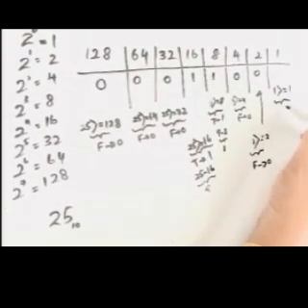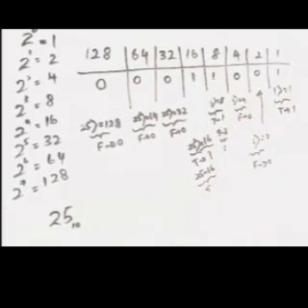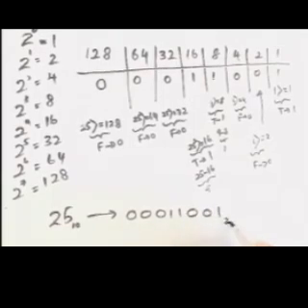Next part is 1 greater than or equal to 1. Now the condition becomes true. It is not greater than but it is equal, so the condition becomes true and it becomes 1. So if I write the decimal 25 in binary, I am going to get an answer like this: 0, 0, 0, 1, 1, 0, 0, 1. So this is decimal 25 in binary. These are the two methods by which we can convert decimal numbers into binary.